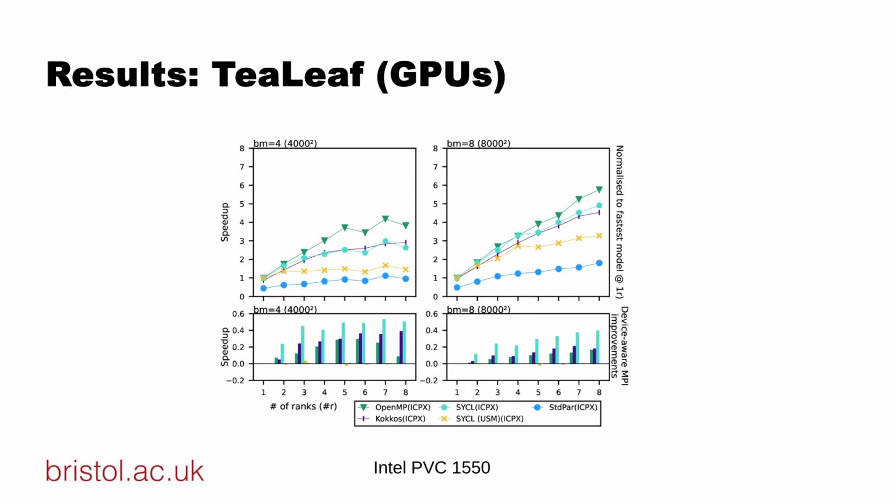Again, TeaLeaf results on PVC showed that OpenMP target performance is highly competitive and easily outperforms SYCL. Device-aware MPI provided a significant speedup even in this intranode configuration.